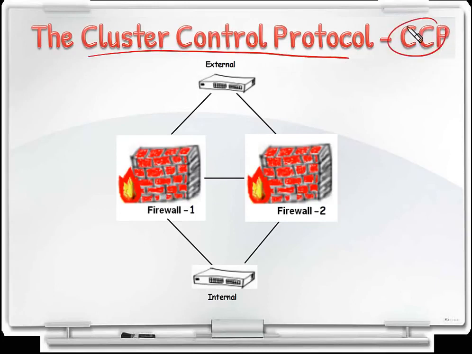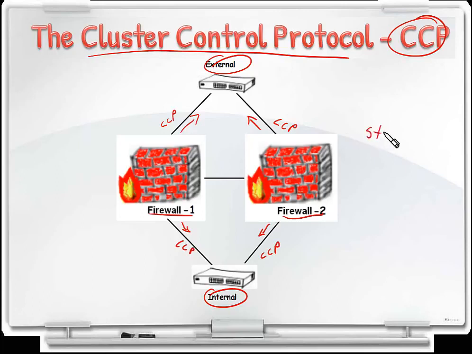So the next thing I want to talk about is the clustering control protocol. The CCC protocol, I also call it the checkpoint control protocol. This protocol runs on all the interfaces, the external interface, the internal interface. And the checkpoint control protocol is going to be sent from all the members to all the members. So the member firewall 1 will send clustering control protocols to firewall 2, and firewall 2 will send clustering control protocols to firewall 1, on the external, internal interfaces, the DMZ interfaces, all interfaces that you've configured ClusterXL on.